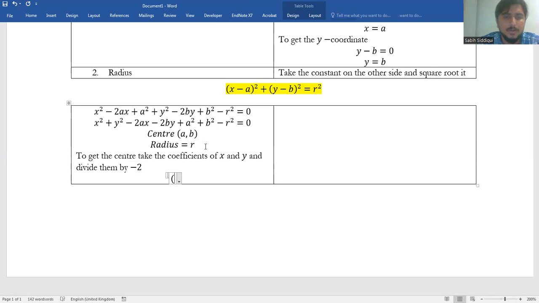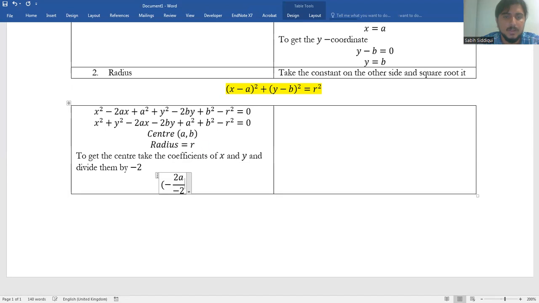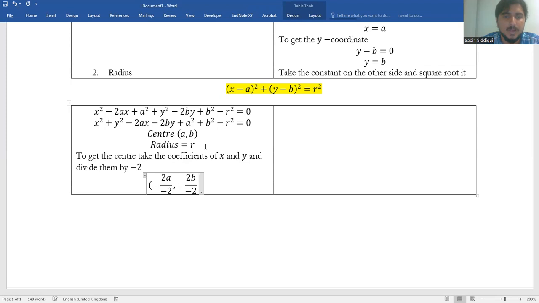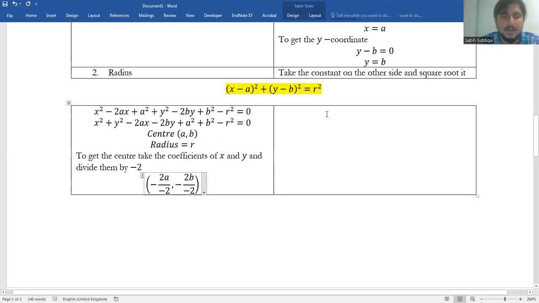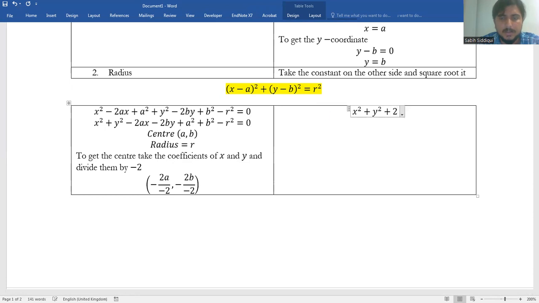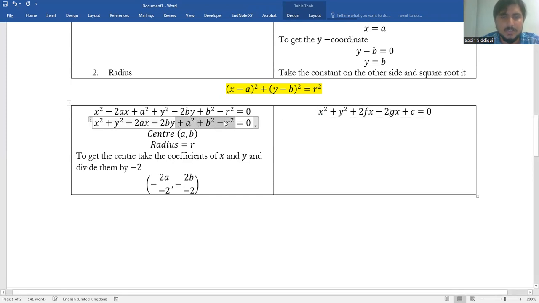So what do I do? I take -2a divided by -2 and -2b divided by -2. Again, I'll get my center coordinates, which are (a, b). Now let me write the expanded form in the way provided: x² + y² + 2gx + 2fy + c = 0, because all of this becomes a single constant. a² + b² − r² is provided as a single constant in the equation.